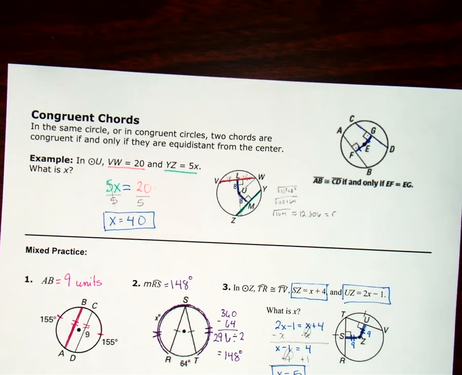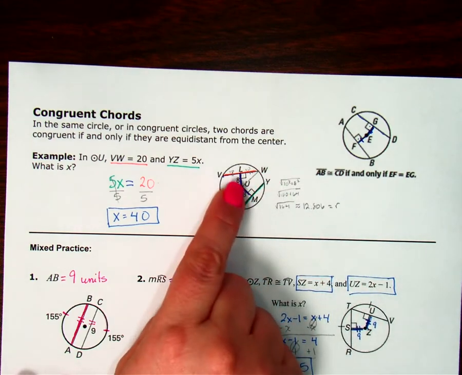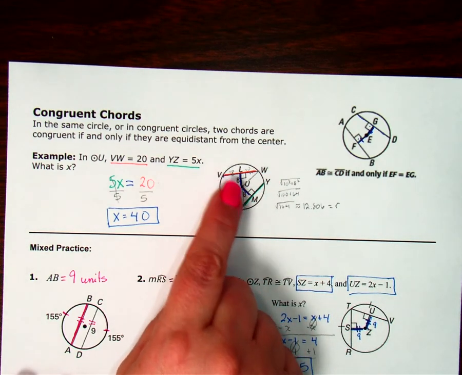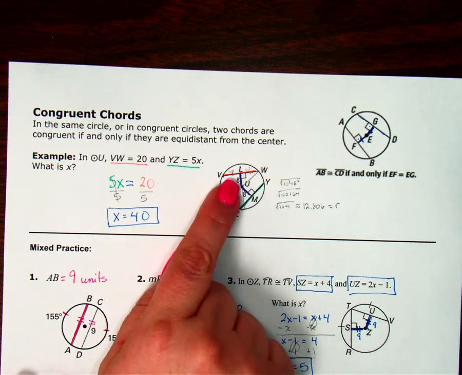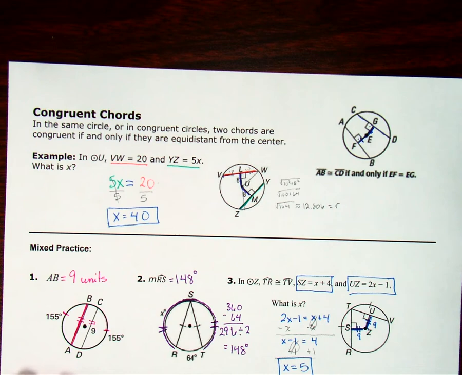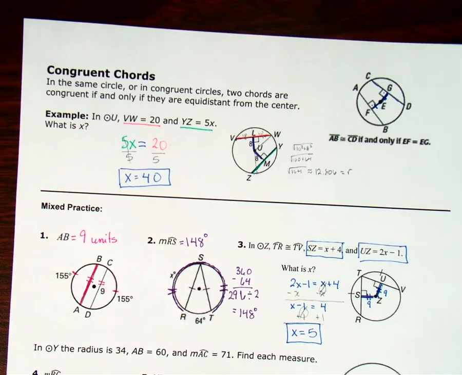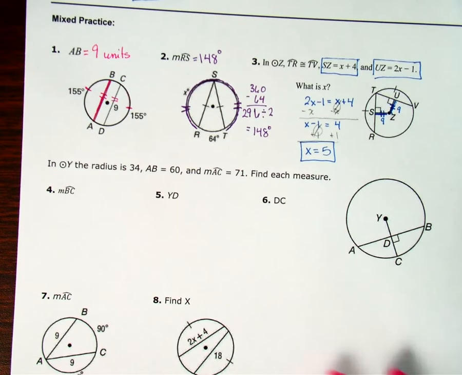Okay? The last property we talked about in this lesson is that if 2 chords are equal, then they are the same distance perpendicularly to the center. And it works vice versa. If they're the same distance from the center, then the chords are equal. So all the converses also hold true today. And we've already done 3 examples. Let's do a few more.